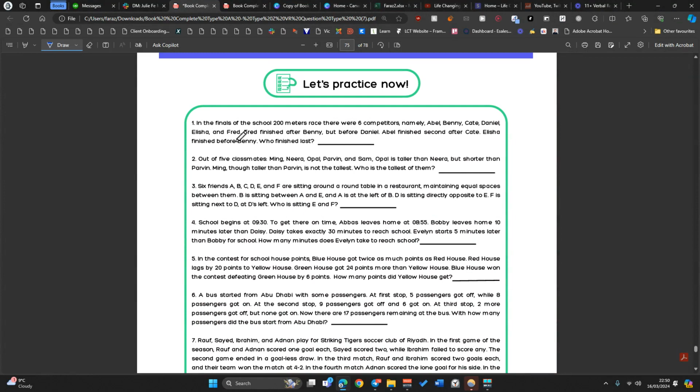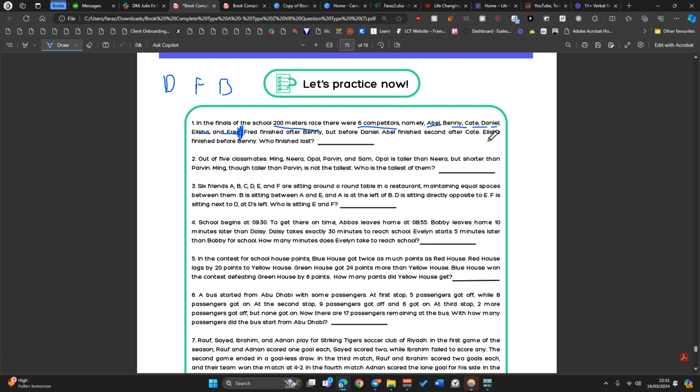Start off with question 1. In the finals of the school 200 meters race, there were 6 competitors, namely Abel, Benny, Kate, Daniel, Alicia, Fred. Okay, tons of names. I won't be able to remember all of them, but let's go on to reading it. It says Fred finished after Benny. So Fred is definitely behind Benny, so I'm just writing these out as the names. But before Daniel, so we know Daniel was placed after Fred. He's slower than Fred basically.